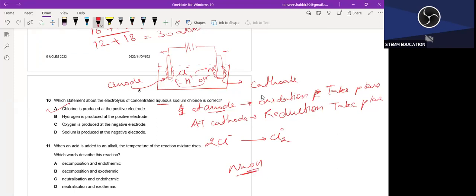OH minus cannot be oxidized. So the answer of question number 10 is A.